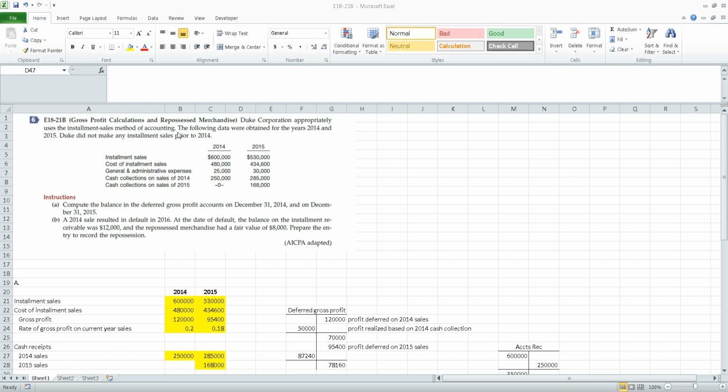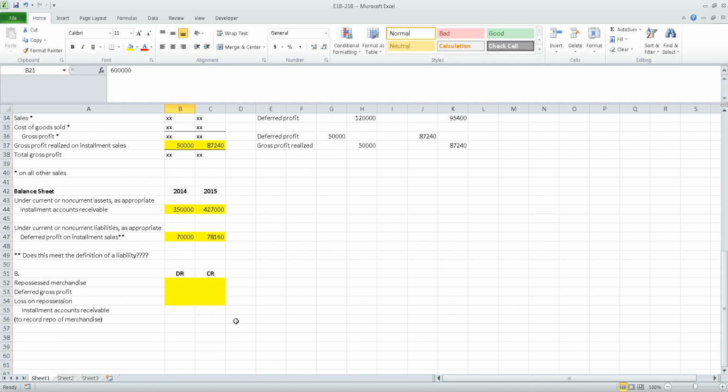Okay, so now we're in part B of the problem. In part B, we're asked to account for the repossession of an item of inventory. So in 2016, an item of inventory that we sold in these installment sales in 2014, one of the customers defaulted. At the time the customer defaulted, they still owed us $12,000. This item of repossessed merchandise, the thing that we went out and got, think repossession of a car for example, had a value of $8,000. We're asked to prepare the entry to record the repossession.